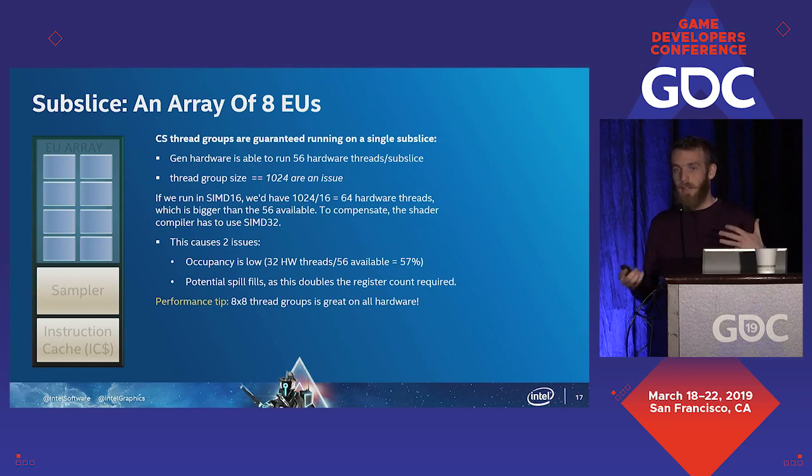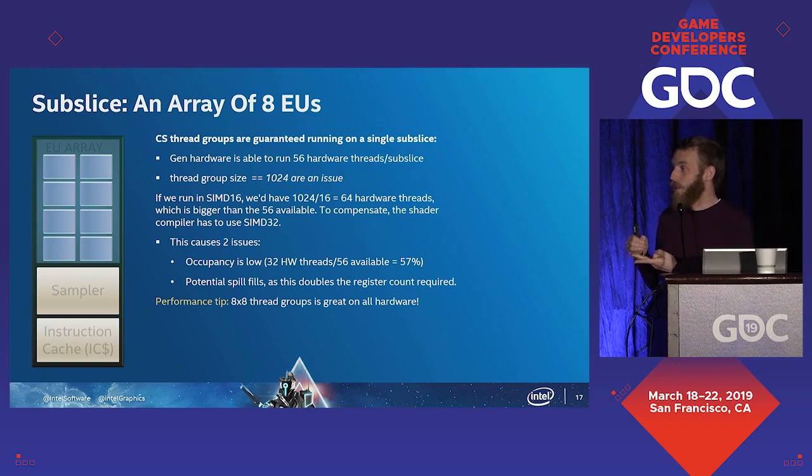And to compensate, the shader is forced to go in SIMD32 mode rather than SIMD16, which would be more efficient. And that causes 2 main issues. Number one is that the occupancy will be low, because you would have only 32 hardware threads running out of the 56 available on the subslice, which is an occupancy of 57%. Number two is that you're going to run into spill-fill issues.